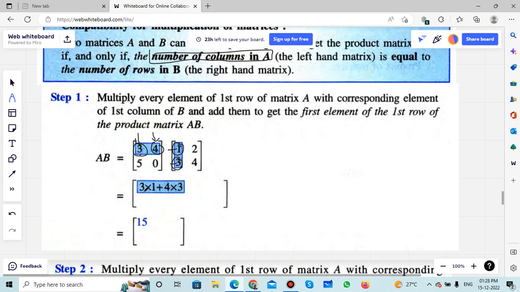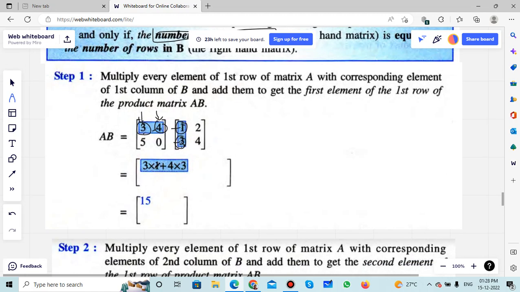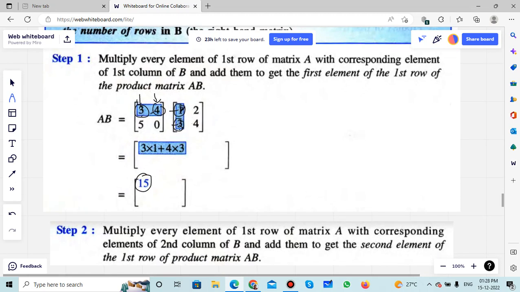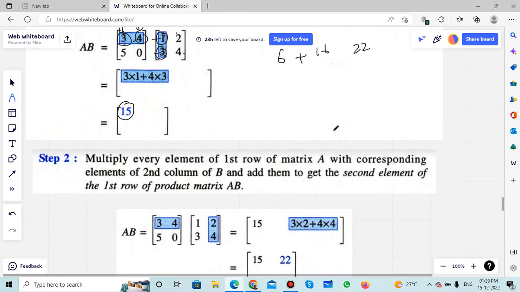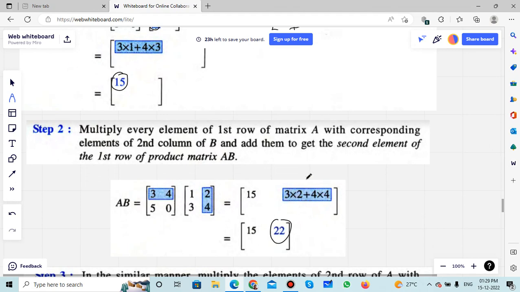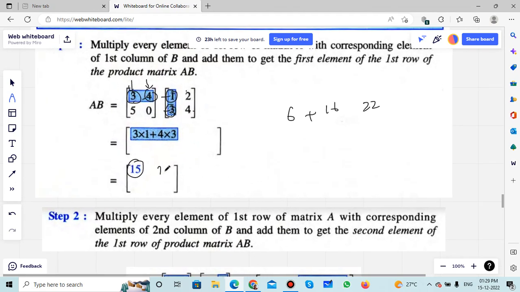So 3 into 1 is 3, and 4 3s are 12. Add them up. 12 plus 3 is 15. So you write 15 here. Same way we will come to this one. We will multiply it with this other one. 3 into 2, 6, and 4 into 4, 16. 16 plus 6 is how much? 22. So you will write 22 here, in the second part.